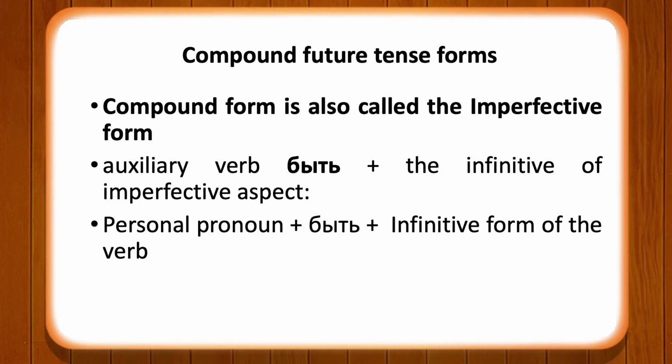The compound future tense is formed with the help of the auxiliary verb быть and the infinitive verb. The formula for the use of compound future tense is a personal pronoun or a noun which is the subject, followed by the conjugated verb быть, which means to be, followed by the infinitive form of the imperfective verb. So, the verb describing the action is used in the infinitive form.